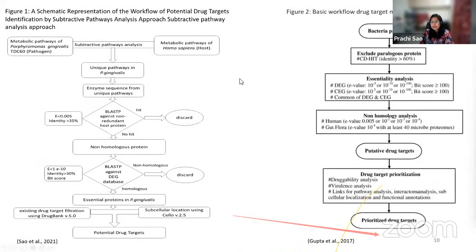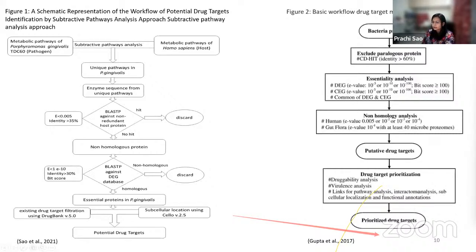Now we will see the variations. In this first study, in Figure 1, we took only the metabolic pathways. Now this study can be changed into a full genome study. We will not separate metabolic pathways from other pathways. We will take all the pathways, and from there we can take the sequences and continue our studies.